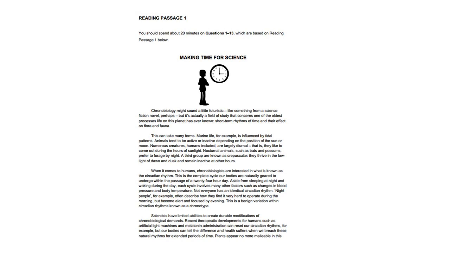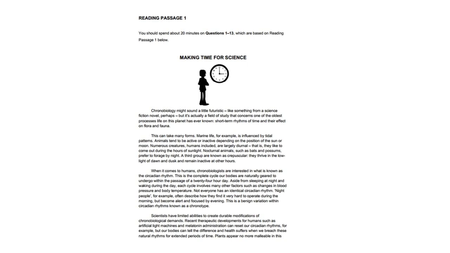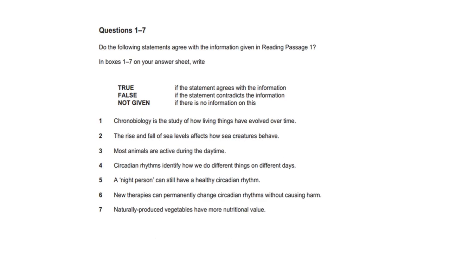Now try to remember what else I said in the previous video. I said, my top tip for the reading test is to only read the title of the passage so that you know what the text is about, and then go and read the questions. Underline any keywords in the questions and then scan the text for the answer. So go back to the question paper and read the title of the first passage. It's called Making Time for Science. Now go to the end of the passage and look at questions 1 to 13.